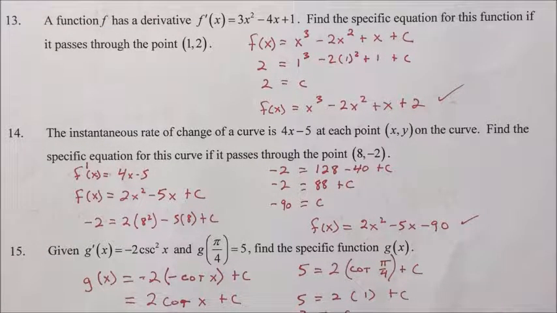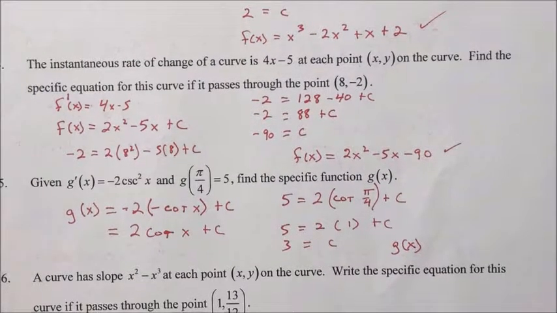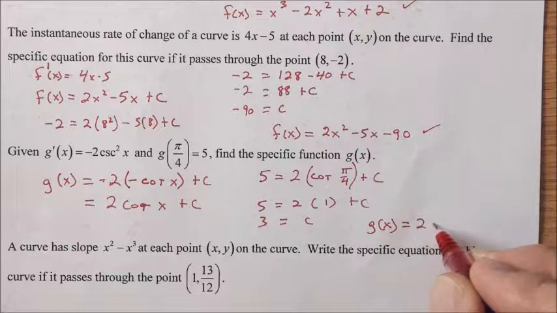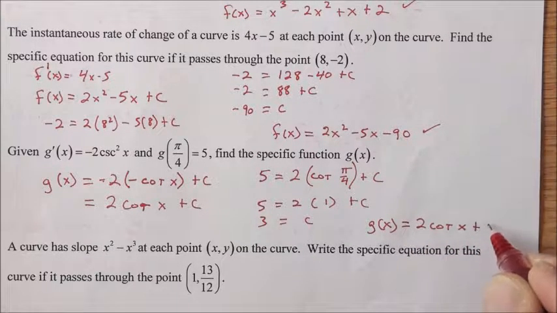And therefore, g of x, am I still on the page here? I'm not on the page, sorry about that. There we go. g of x is equal to 2 times the cotangent of x plus 3.